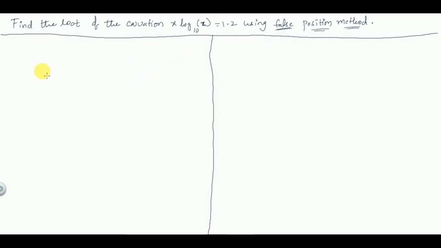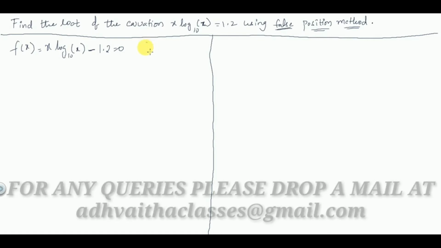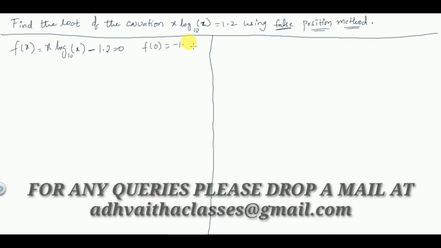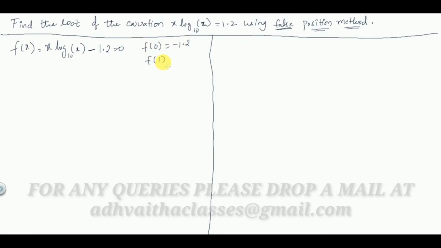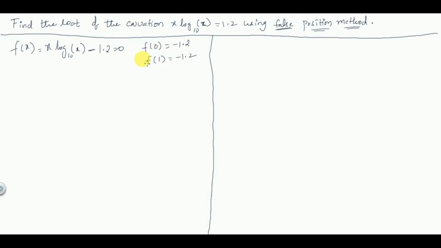Okay, so given f of x equal to 0 form, I am taking it as x into log 10 base x minus 1.2 is equal to 0. So this is your f of x. First we have to find the initial estimates. If you substitute 0, f of 0 will be minus 1.2, you know this. f of 1 is also minus 1.2, so the root does not lie between 0 and 1.